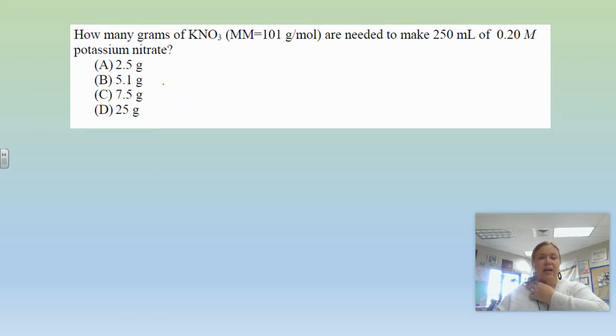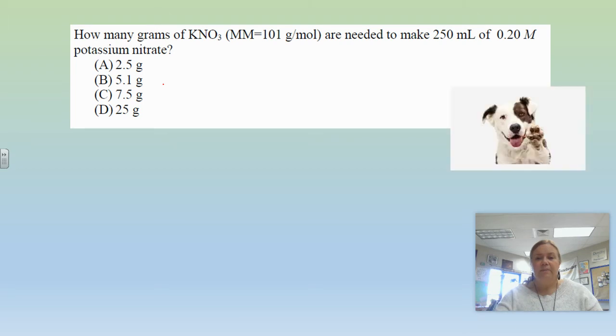This one really is not intermolecular forces, but it's a good question just to throw in there to keep you on your toes. How many grams of potassium nitrate, with a molar mass of 101 grams per mole, so they took some legwork out for you, are needed to make 250 milliliters of 0.2 molar potassium nitrate? So all we're doing here is making a solution. So take a minute.